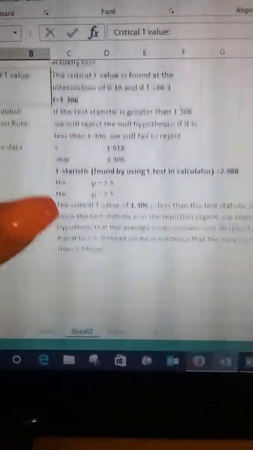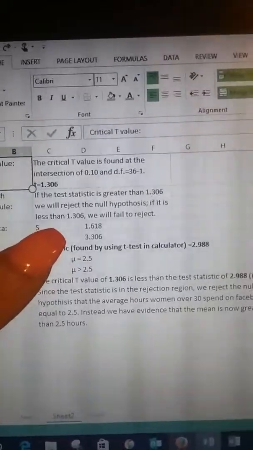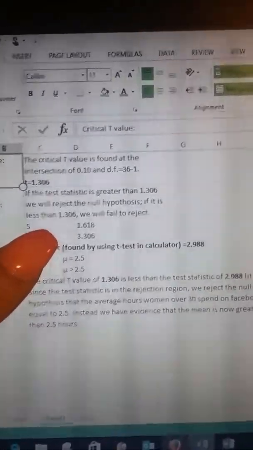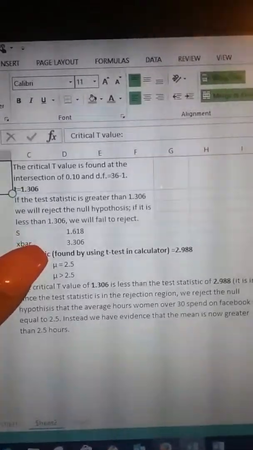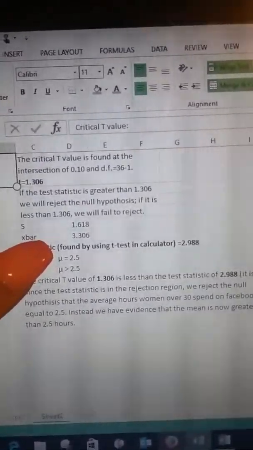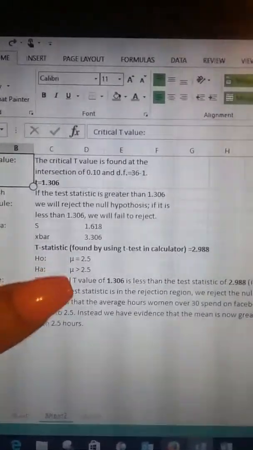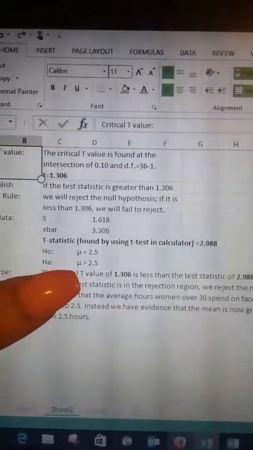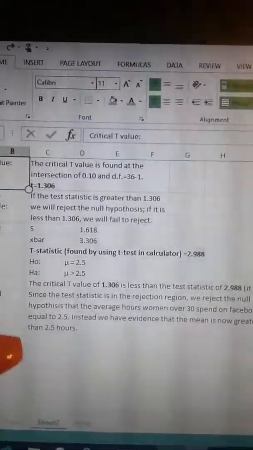And here is the data that I gathered by using the standard deviation function in Excel. I found that the sample standard deviation is 1.618. The sample mean is 3.306. The t-statistic found by using the t-test in the calculator is 2.988.